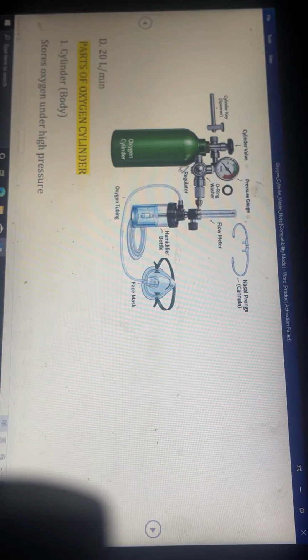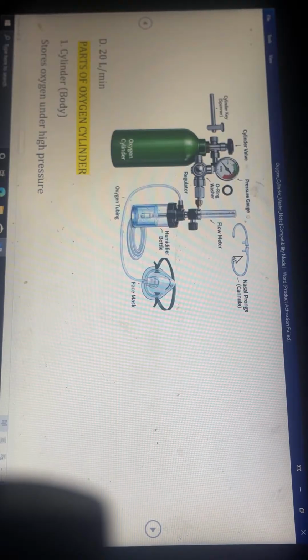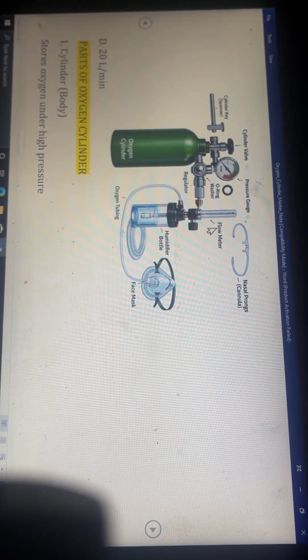The regulator regulates the pressure leaving this oxygen cylinder. The O-ring washer prevents leakage of the oxygen when flowing. This is the face mask, which we put on as a face mask. This is the nasal cannula, the nasal prongs that are inserted into the nostrils. Then this is the flow meter. From our Nose Brainy shortcut, we write our notes FLOWM: we circle L and we circle M, liter per minute. Nose Brainy shortcut, a simplified way of learning: liter per minute.